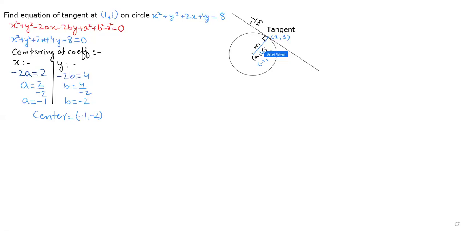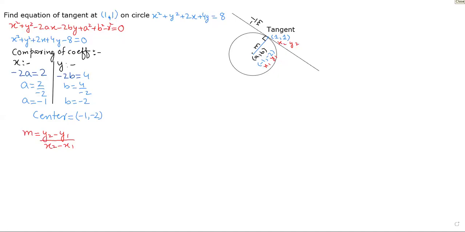We know that the gradient formula is m equals y2 minus y1 upon x2 minus x1. This is the formula of the gradient. So what is going to happen over here is I will mark the points. I'm marking them as x1, y1, and this will be x2 and y2 as my marking, right?